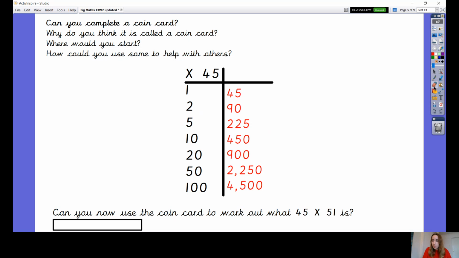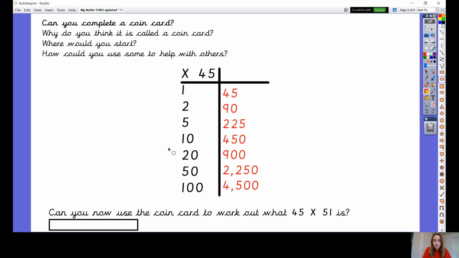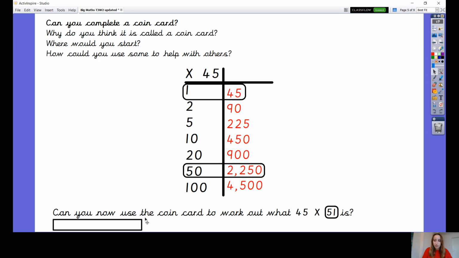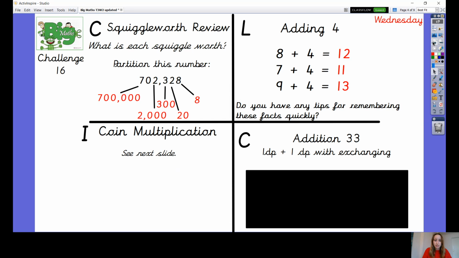Okay, I personally would use 50 times 45 and 1 times 45, and I would add them together to find out what 51 times 45 is. Have a go at that in your book by writing out the calculation and your answer. Press play when you're ready to check. Okay, 45 multiplied by 51 equals 2,295. Check your answer to that and see if you got the same as me.